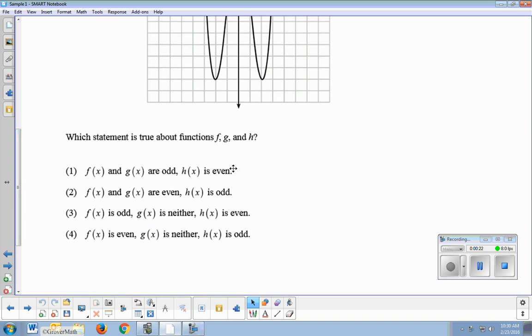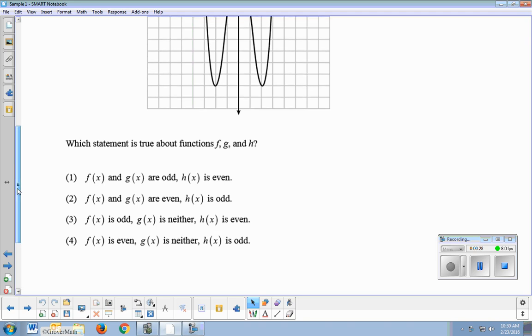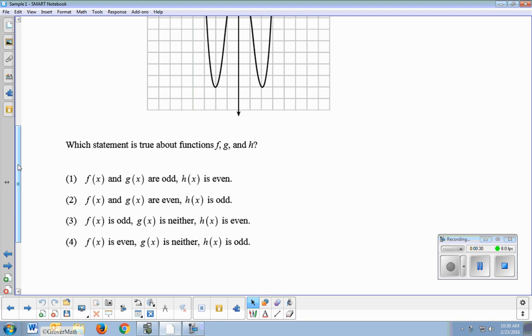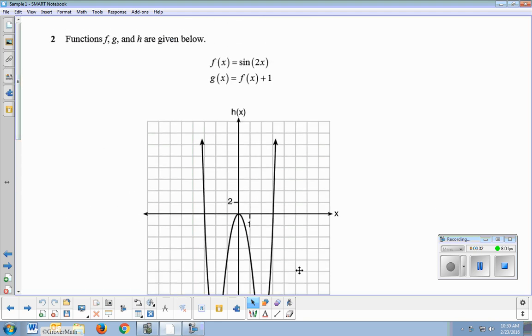A couple of them are odd, one's even, a couple even, one odd, neither even. So this is obviously an odd, even, neither function question, and this is all about that type. Now, the state has hinted that they like these types of questions a few times, where they want you to compare different types of functions differently.